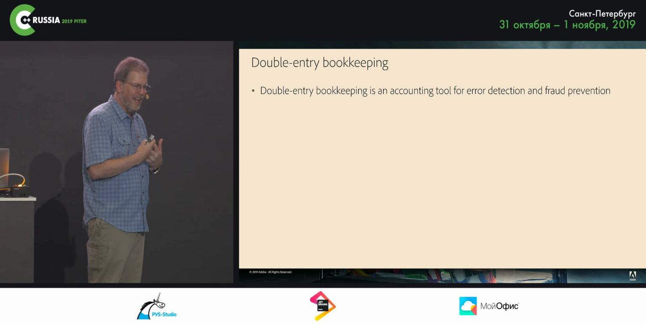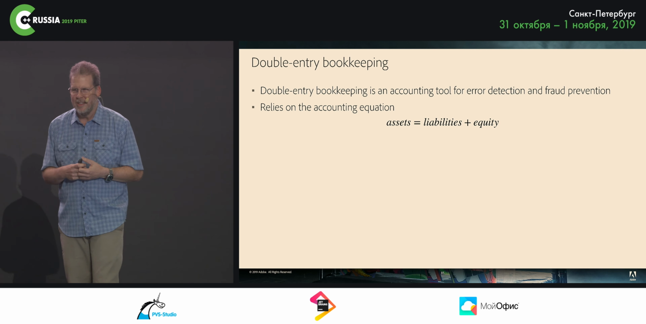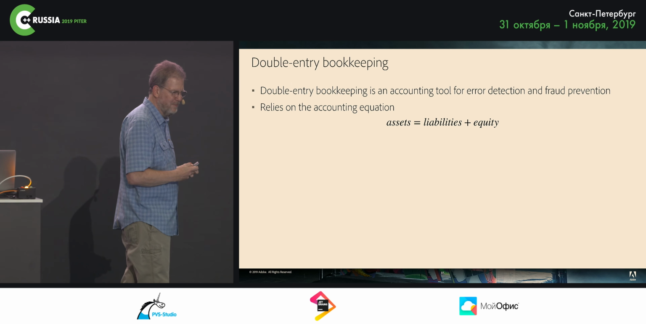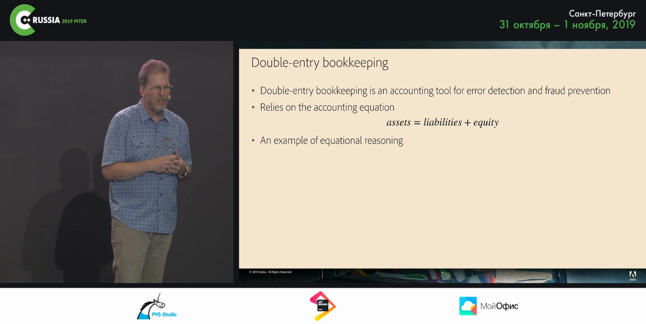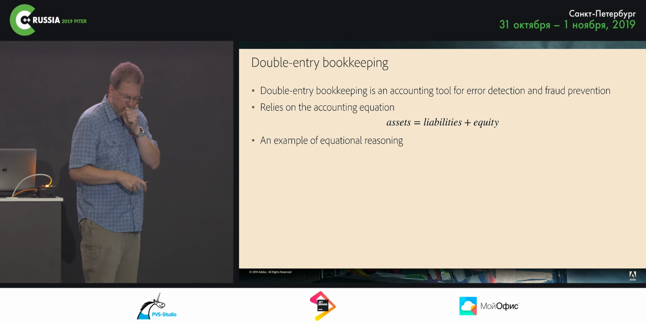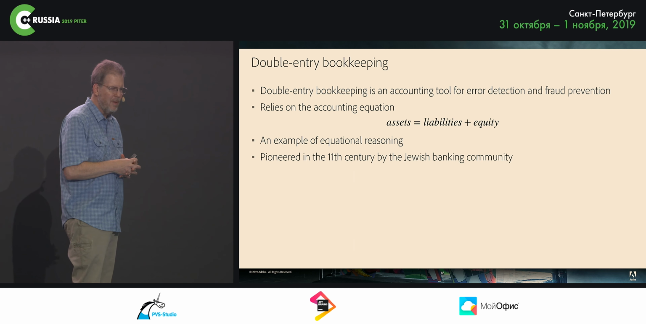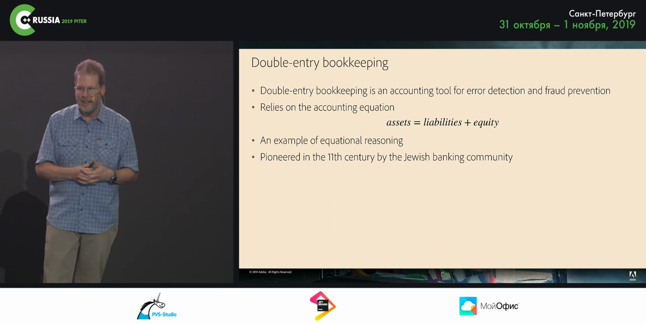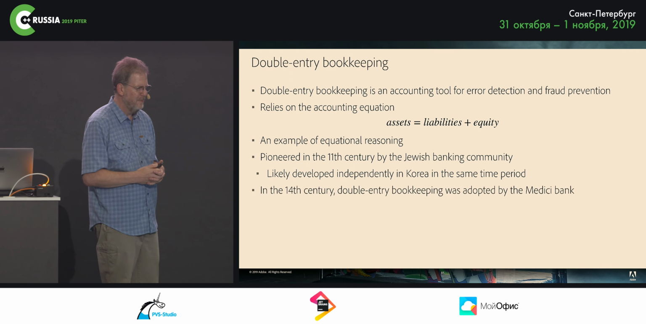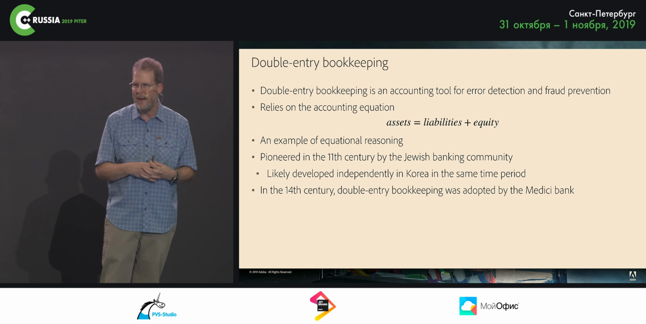But double entry bookkeeping is an accounting tool for error detection and fraud prevention. Right? It relies on what's known as the accounting equation, which is assets equals liabilities plus equity. It's an example of equational reasoning, which just means we're reasoning about our system through equality. Sorry, assets must be equal to liabilities plus equity. It was pioneered in the 11th century by the Jewish banking community, likely developed independently in Korea in the same time period.